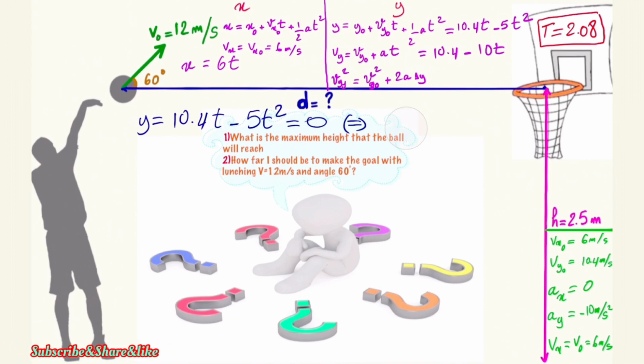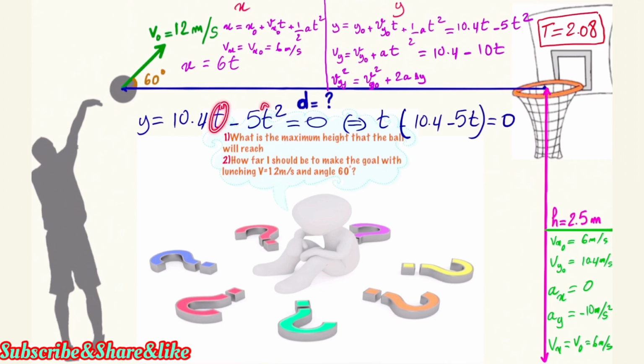We have to factor out one t. So we are going to have t times (10.4 minus 5t) equal to zero. What we did, you see that we have a t in common here, t squared, just t times t. So we can factor one out, separate it to make it easy to solve. We can solve it like this, but there's no need for that because it will be very long.